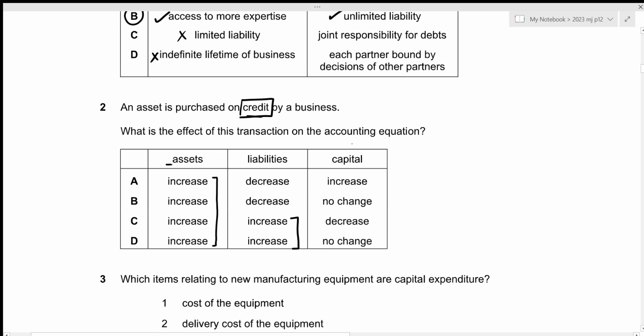Then the third one is capital. We're not using any capital, and remember that a transaction will have twofold effect, and in this case it is increasing assets as well as liability. So there will be no change in capital, which is given in B and D. So the correct answer for all 3 is given by option D. Let's move towards the third question.